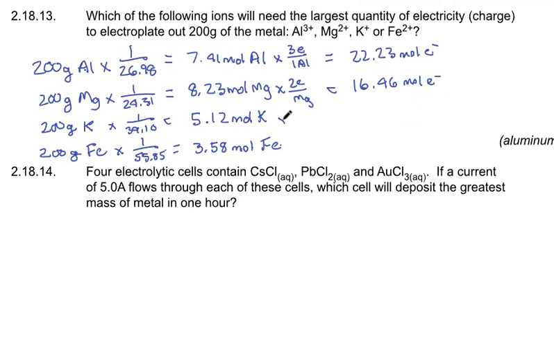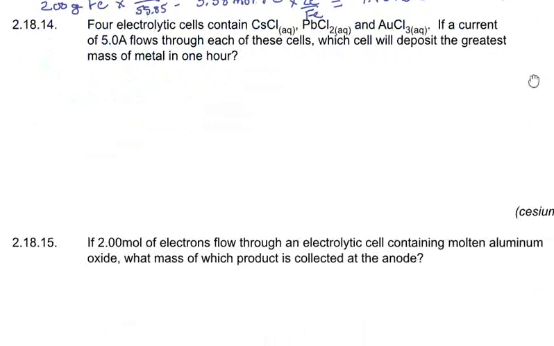Electrons. Potassium is easy because it's a plus 1. 1 electron per potassium we want to make means they're the same number, 1-to-1 ratio. And for iron, we're talking about iron 2+, so multiply this by 2 and we get 7.16. Sorry, times 2 electrons per iron gives us 7.16 moles of electrons. Which one takes the most? The biggest number is 22.23, so aluminum is the most expensive to plate. And indeed, aluminum metal is kind of expensive, and a big part of the problem is this 3. It takes a lot of electricity to produce aluminum metal.